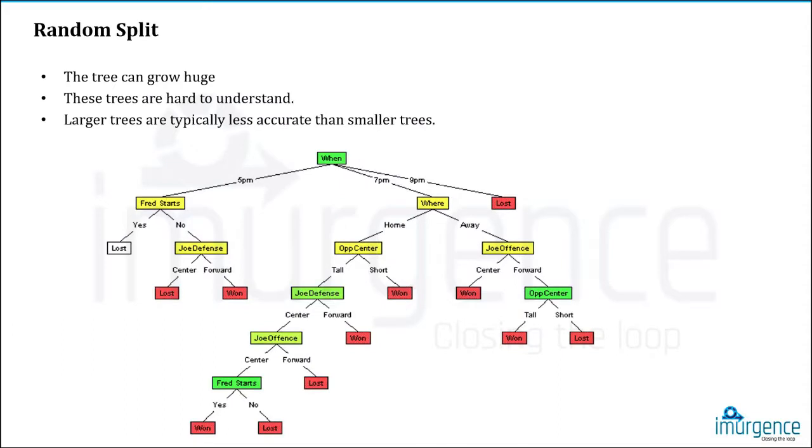With a random split, the tree can grow huge, right? But obviously you are seeing that there is only binary partitioning. You don't see at any of these partitions that it is going to more than 2 branches, right? These trees are hard to understand. As the tree becomes large, it becomes difficult to infer, right? So you can give some conditions to control that. That is called pruning of a tree.